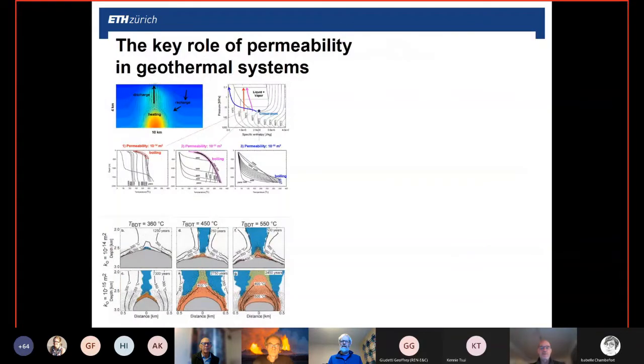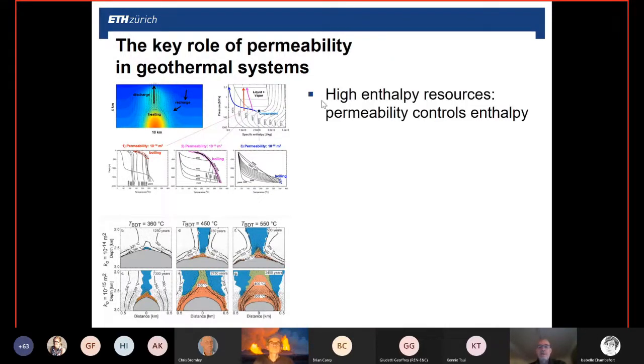So going back two days, in my first talk, I mentioned the key role of permeability in shaping geothermal systems. So the upper one was the key slide on high enthalpy resources. And it basically tells you permeability controls the enthalpy that you can get in such a system. And this is because at the heat source, you have conductive heat transfer, which is a pretty limited supplier. And then how fast you can circulate fluid past the heat source determines how much heat it picks up, and that determines how hot it gets, how much enthalpy you can produce.